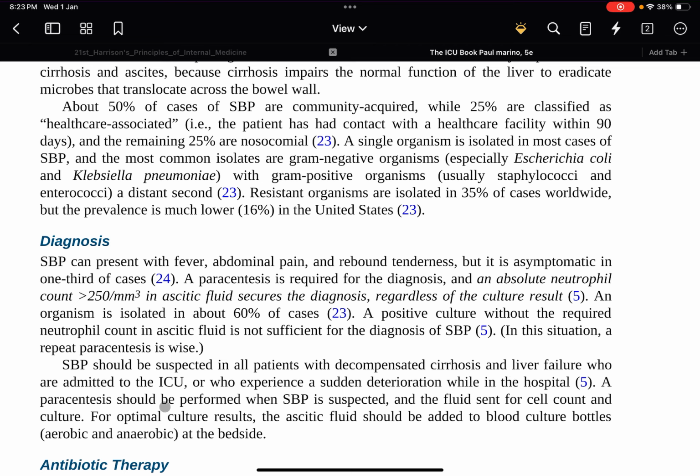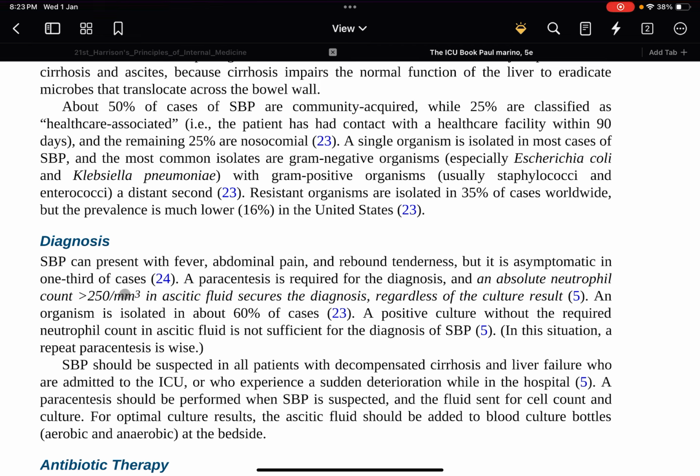A paracentesis should be performed when SBP is suspected, and fluid sent for cell count and culture. For optimal culture results, ascitic fluid should be added to blood culture bottles, aerobic and anaerobic, at bedside.